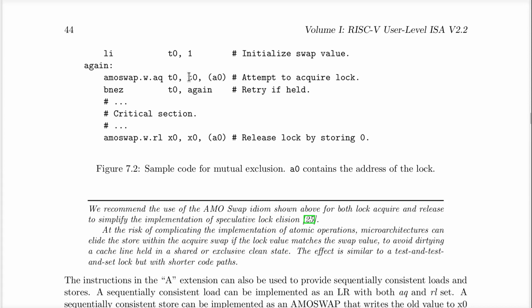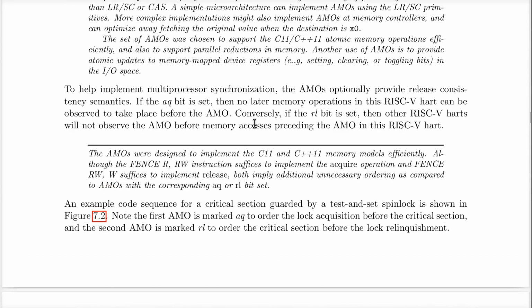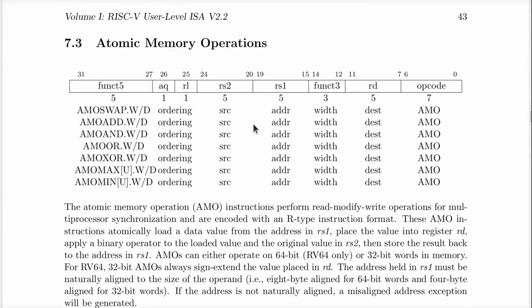So these T0 arguments, what are they, right? Well, those are, if you look up here, the destination register and the source register here, okay? RS1 here is the address, okay? In that example, that was A0. The T0 is used for both the destination and the source in this scenario, okay?